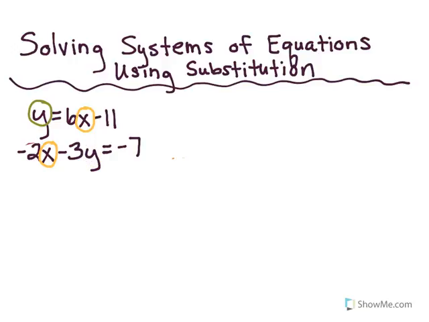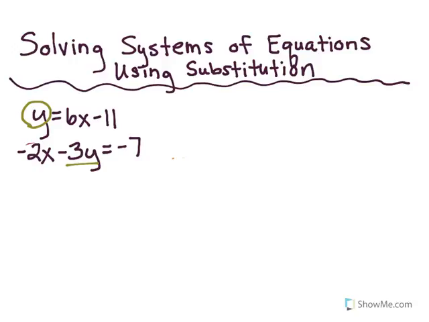The rule of thumb is that we want to pick the variable that is possibly already by itself. If I look at the x's, this one has a 6 with it, and this one has a negative 2. So that doesn't follow that rule of thumb. If I look at the y's, this one has a negative 3, but this one is all by itself. That's what we're looking for, and that's going to become really helpful when I do my substitution. Let me show you why.